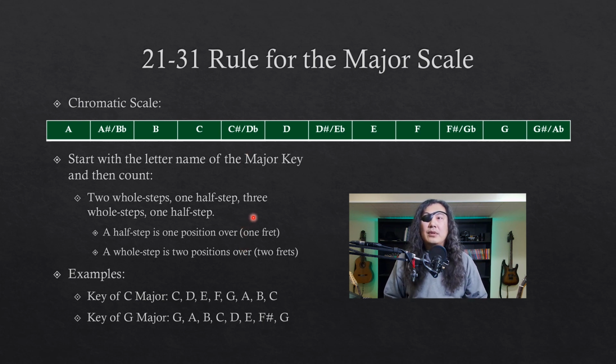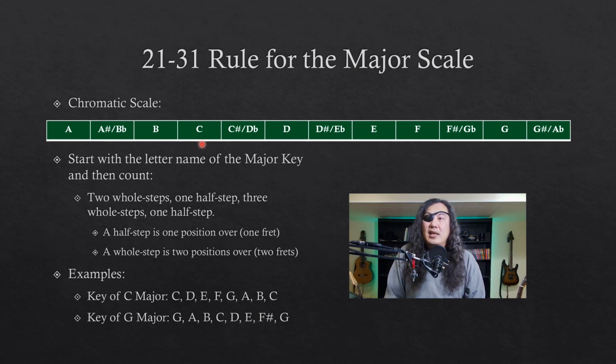So to apply the 2131 rule, this series of whole steps and half steps, to a major key to get the major scale, we start with the letter name of the key that we're in. So let's take C major. C major is an easy key to do because it has no sharps and no flats in it. So we start with C, the letter name of the key that we're in. That is our root, our first scale degree. That is our starting point for the scale.